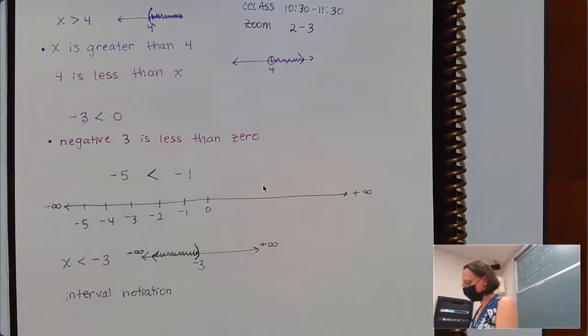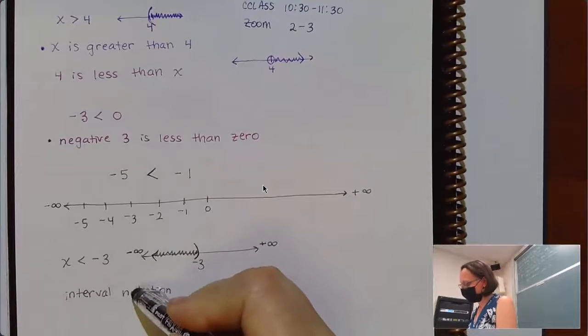Because in interval notation, there's not an I in there. I don't know. It's Monday morning. Can I blame that?